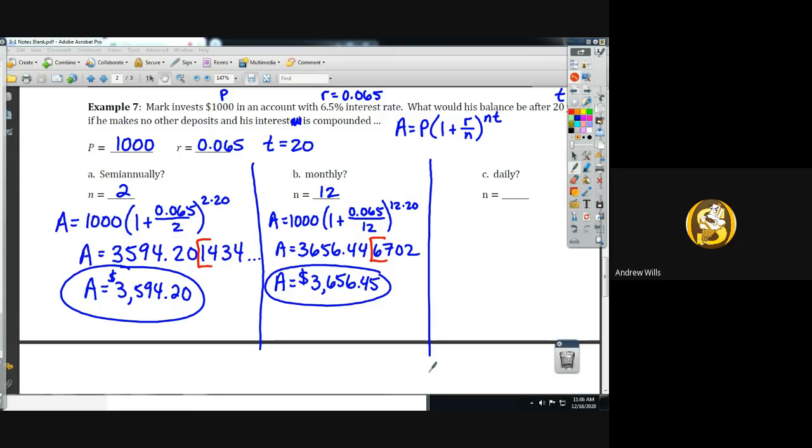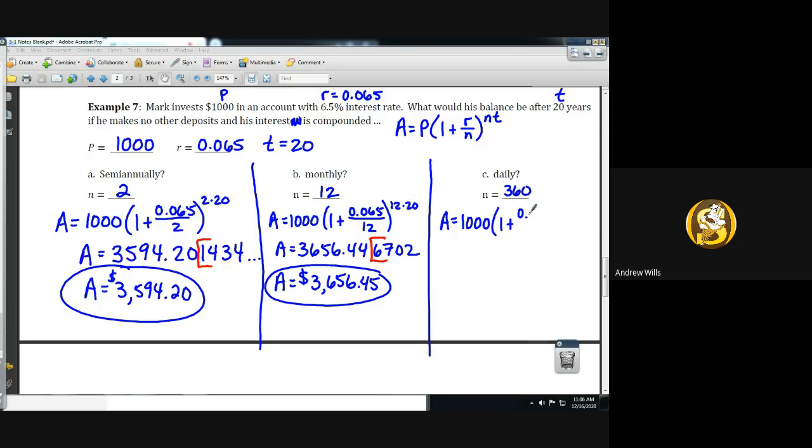One more time here with daily. If we do daily, that makes n into 360. You're not going to find very many banks that give you compounded daily. There's a reason why, as you'll see shortly. So again, that would be 1,000 times 1 plus 0.065 divided by 360, to the 360 times 20th power. So 1,000, open parentheses, 1 plus 0.065 divided by 360, caret 360 times 20.